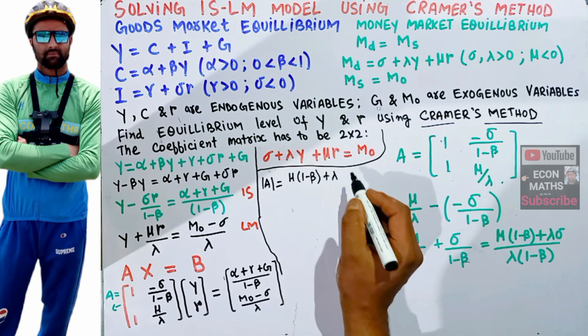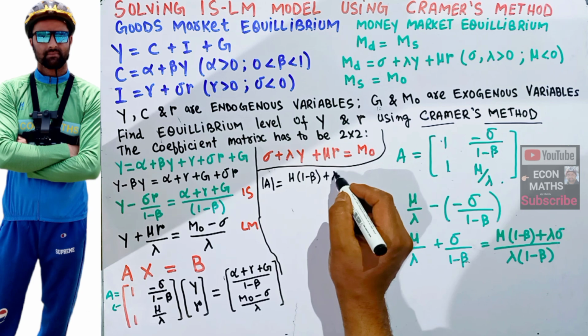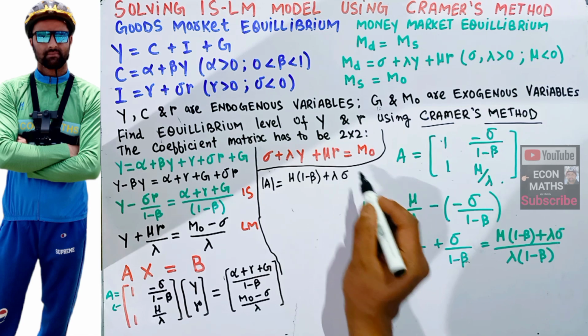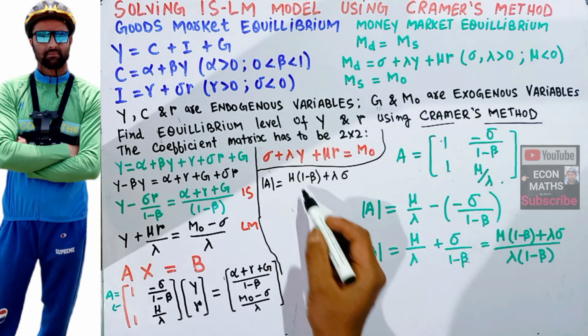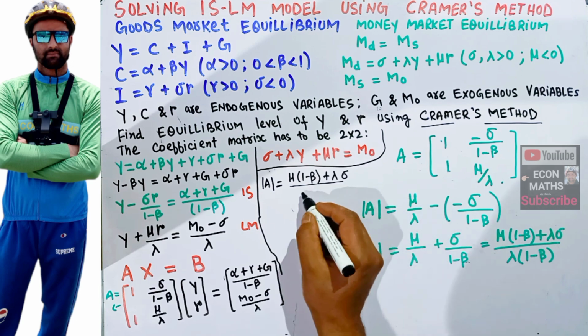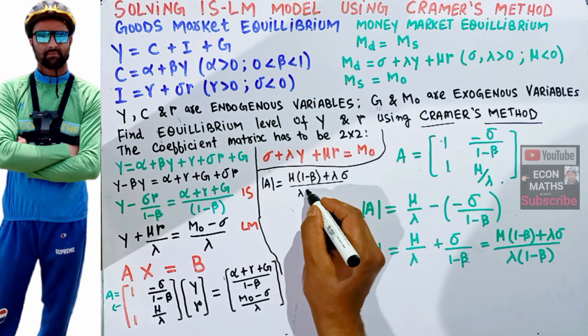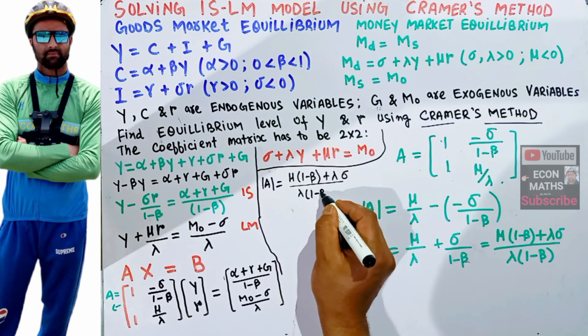plus delta, so okay, it is lambda, I'm getting confused with this rho here. It is delta, divided by lambda times 1 minus beta.